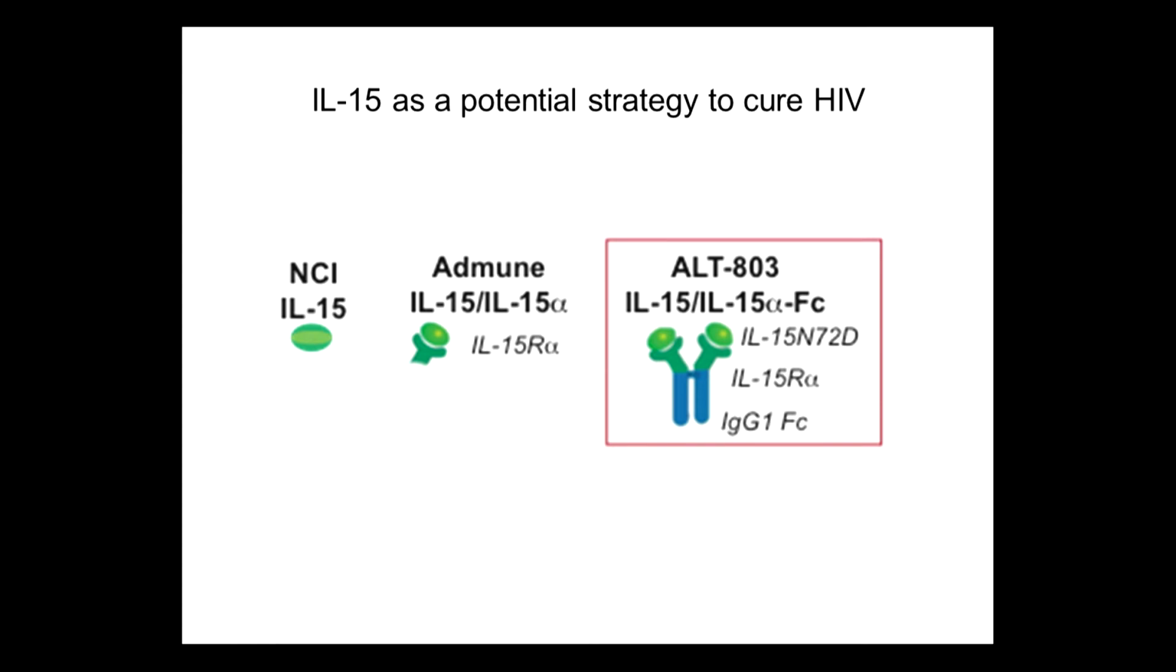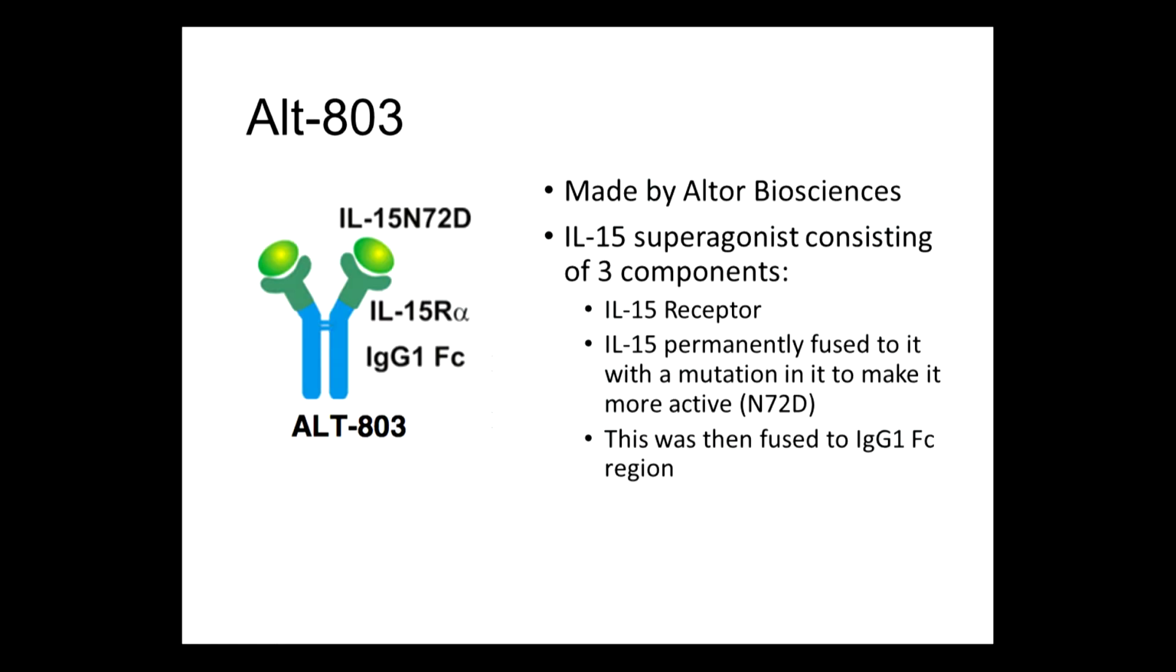So there are 3 agents out there. There's the National Cancer Institute's, which is just simply IL-15. There's the Admune, that's another formulation, which is the IL-15 that's linked to its receptor. This is now in the hands of Novartis. And then there's ALT-803, which is made by Altor. ALT-803 is an IL-15 superagonist consisting of 3 components: the receptor, IL-15 that's permanently fused to the receptor, and they've added a mutation into the IL-15 in the sushi domain to make it more active, and then it's fused to the IgG1 Fc region.